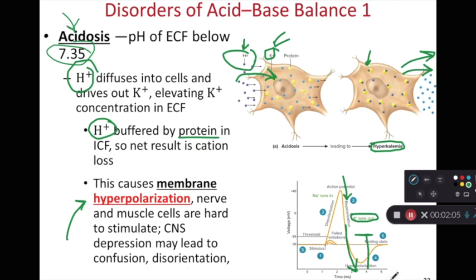So during these hyperpolarized states, it's very difficult to stimulate muscle cells or nerve cells, neurons, and we have an overall depression of the central nervous system and a reduction of electrical activity within the electrically active cells of our bodies. This reduction in electrical activity leads to confusion, disorientation, and ultimately may lead to death if it goes untreated.